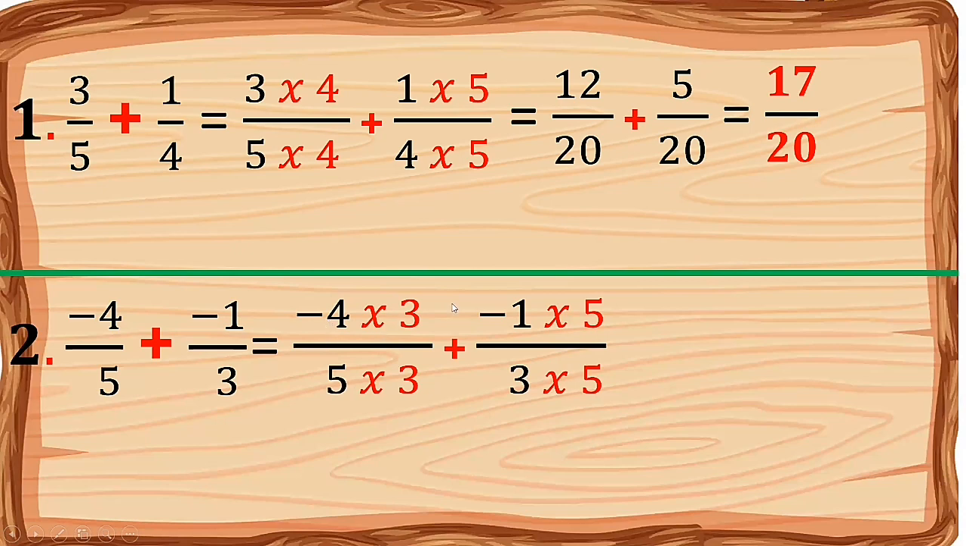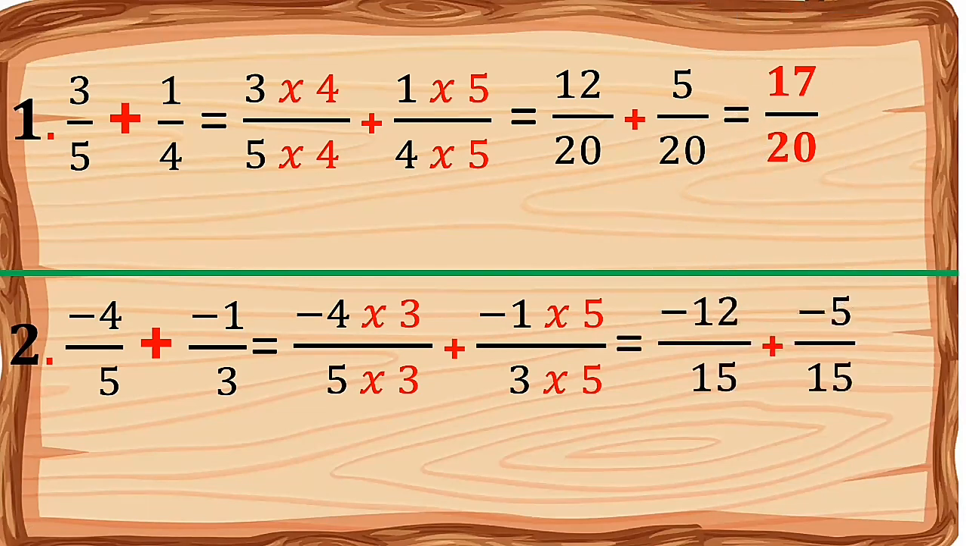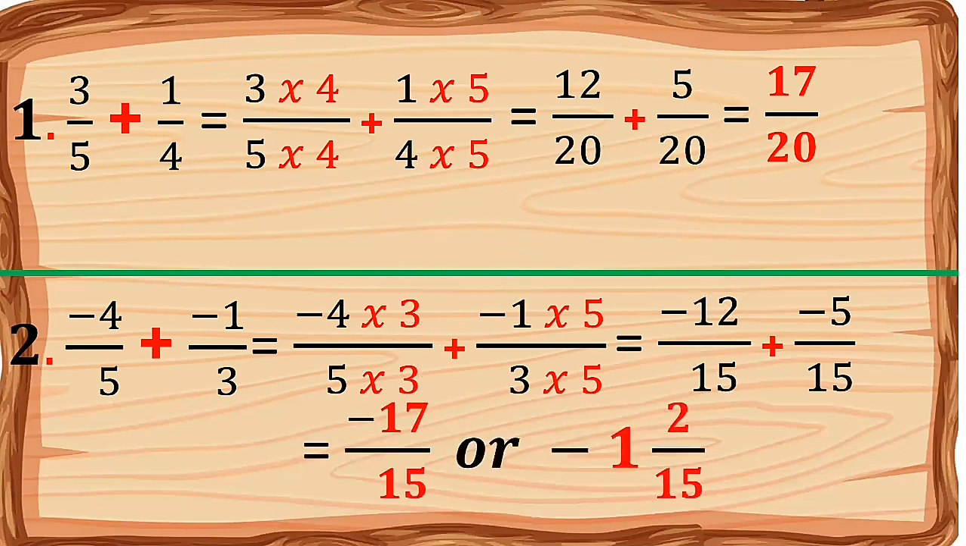Okay, so negative 4 times 3 is equal to negative 12 over 15, plus negative 1 times 5, of course, it's negative 5 all over 3 times 5, which is 15. So we already have the same denominator, which is 15. So negative 12 plus negative 5. In applying the addition of integers, since we have the same sign, which is negative and negative, you will just simply add those numbers and then carry the sign. So negative 12 plus negative 5 is negative 17, and then keep the denominator, which is 15.